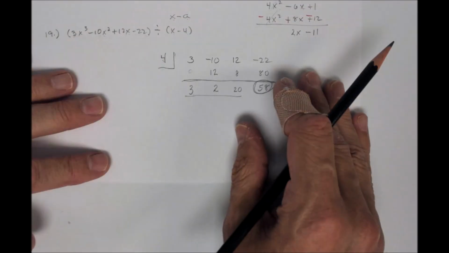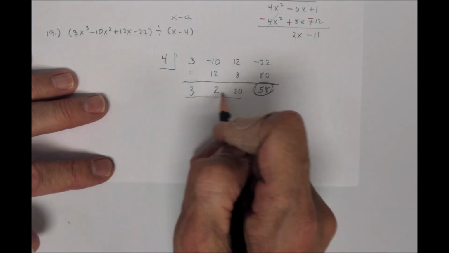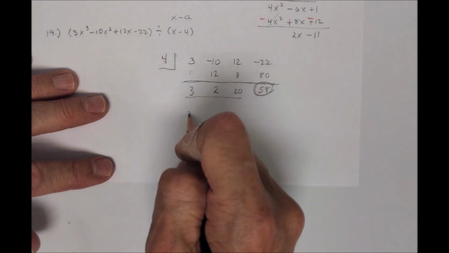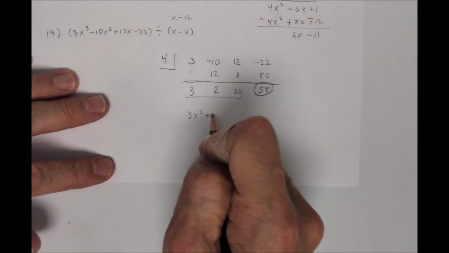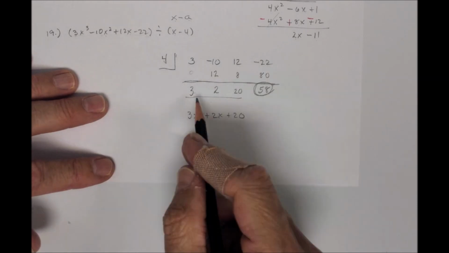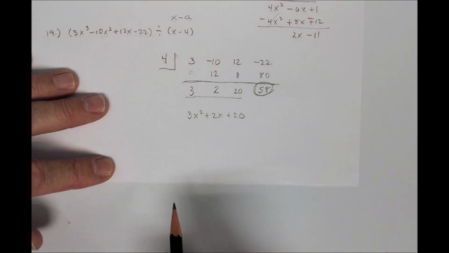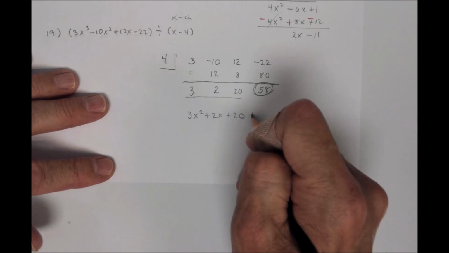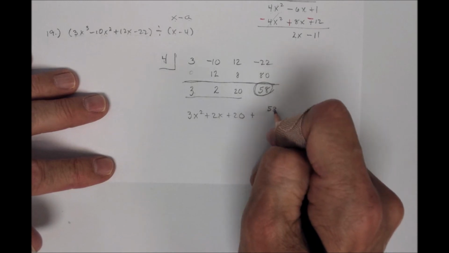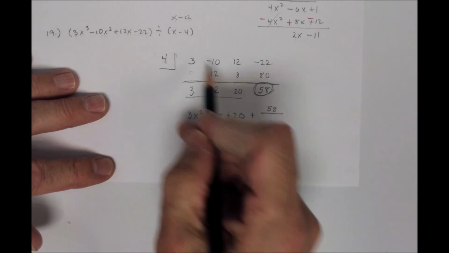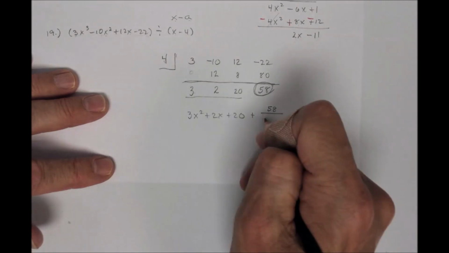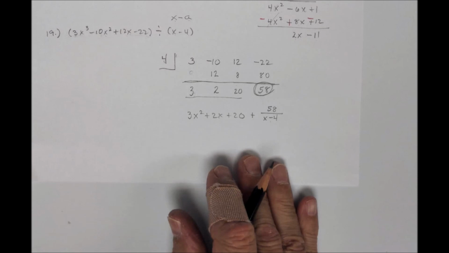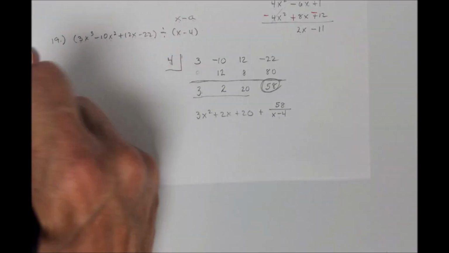In this problem, this is my quotient, this is my constant, this is my x, this is my x squared. I have 3x squared plus 2x plus 20. See how they keep the order? Right? Descending order. And then I have a positive 58. So I'm going to put plus for the positive, and I'm going to write 58 all over my divisor, which is x minus 4. And there you go.